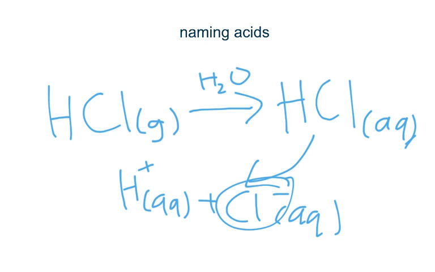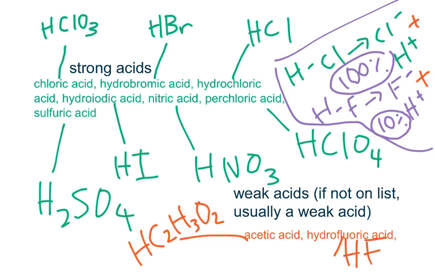So HCl and many other acids are called strong acids, as shown here. So here's a list of all the strong acids, and they're called strong acids because when they enter water, they will ionize into their respective ions almost 100% of the time.